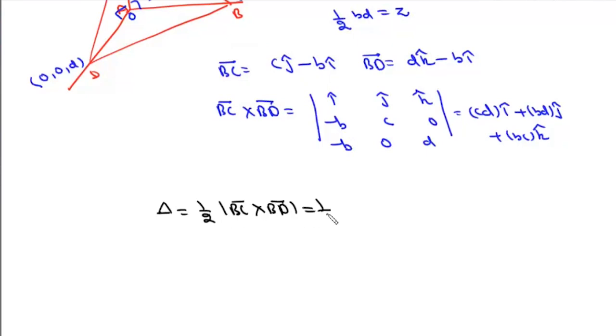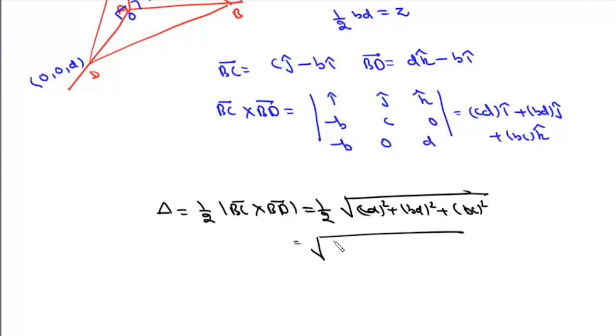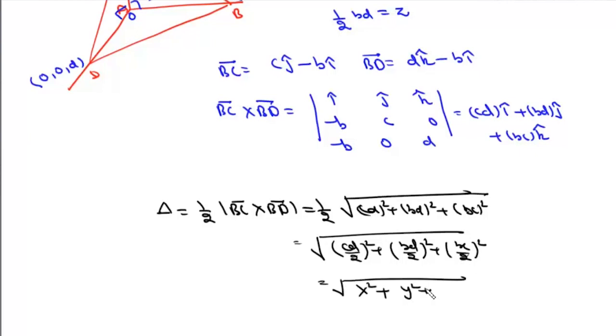Area of this triangle BCD will be 1 by 2 into mod of BC cross BD. Now this is 1 by 2 and then under root of CD square plus BD square plus BC square. Now we'll take this 1 by 2 inside also, so we can write (CD by 2) square plus (BD by 2) square plus (BC by 2) square, and this is nothing but under root of x square plus y square plus z square.